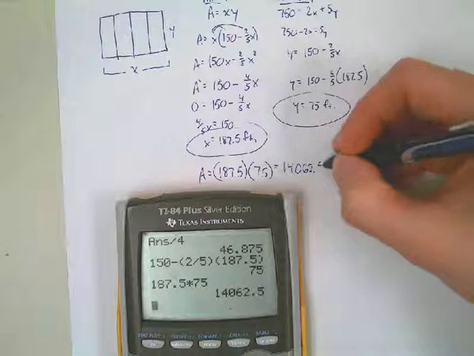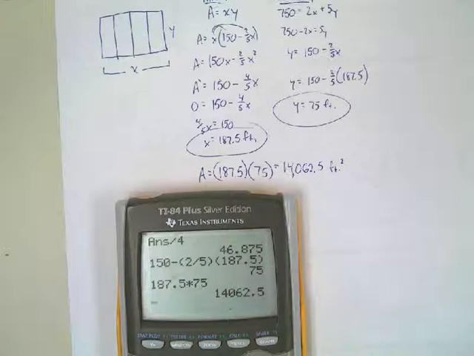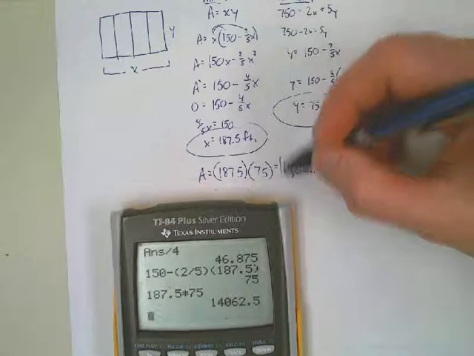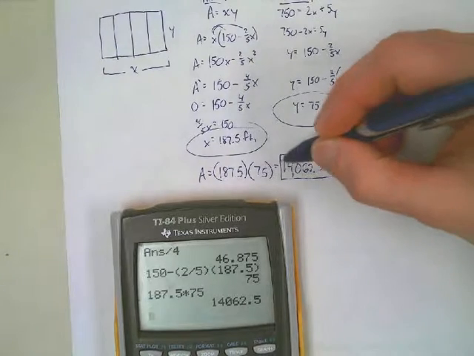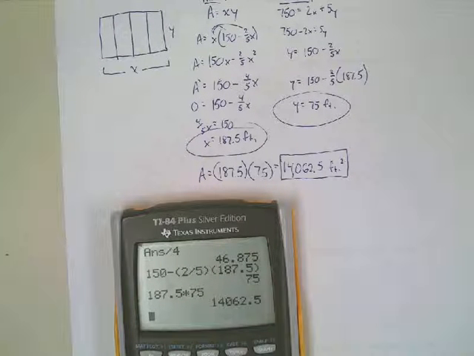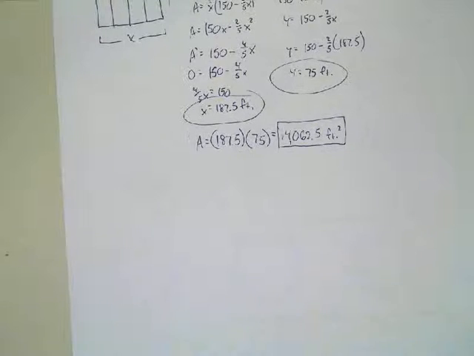So 14,062.5 square feet. Right. Okay. So that is our final answer. That's the maximum area we can make with those 4 pens and that constraint of fencing. Okay? Questions on any of that? We're going to do one more otherwise. One more. Uno más.